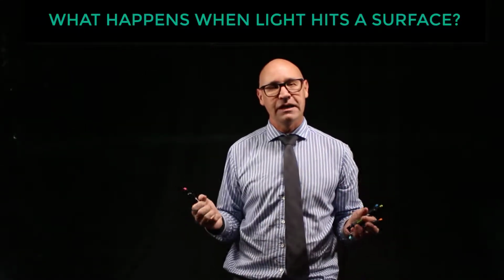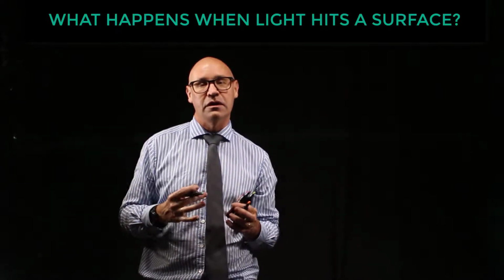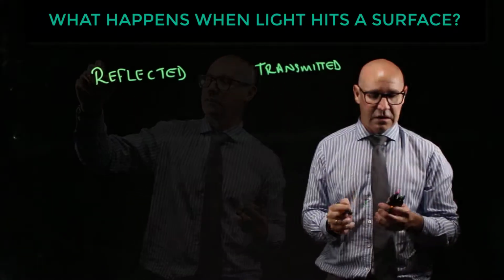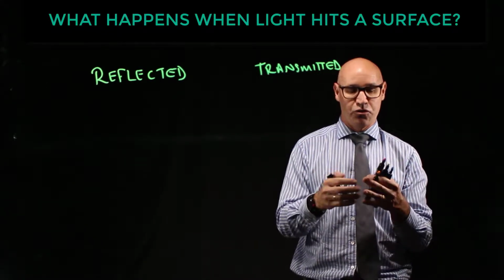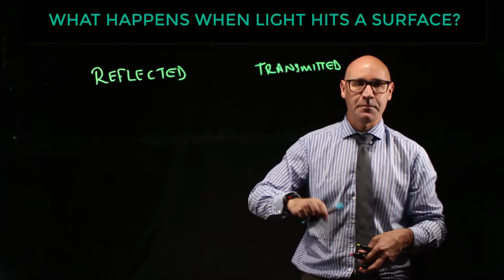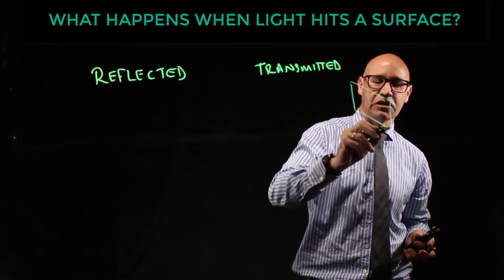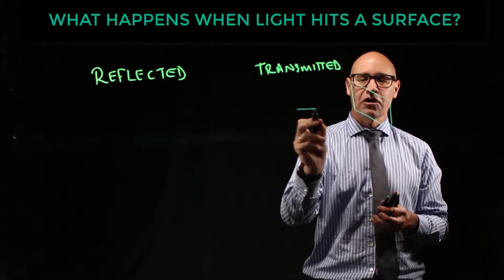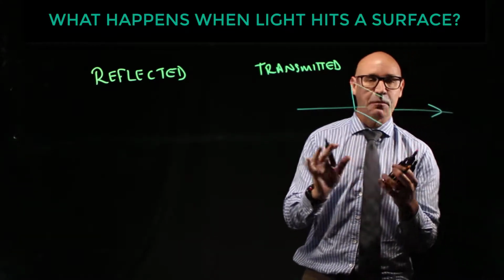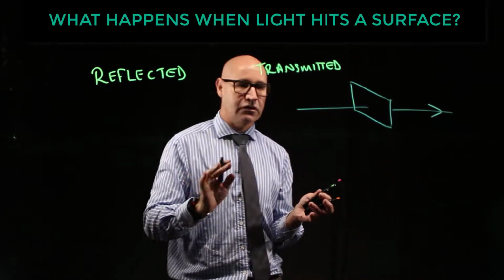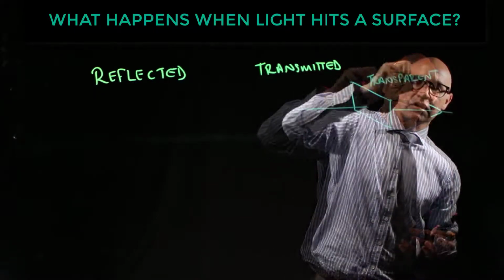So what happens when light hits a surface? Well, it's either reflected or it's transmitted. So transmitted means that the light actually goes through. And we've got a couple of different types of surfaces. A surface that is clear allows the light to go all the way through. And that is what we call a transparent surface. So this surface is transparent.